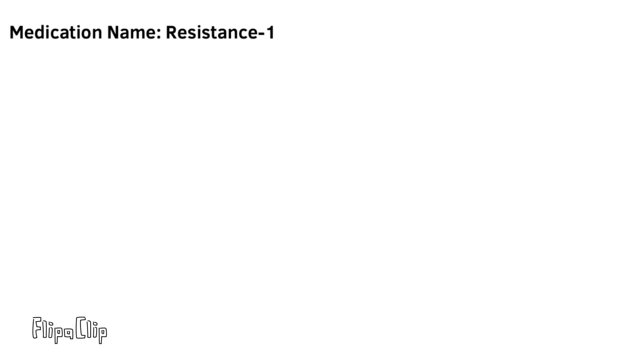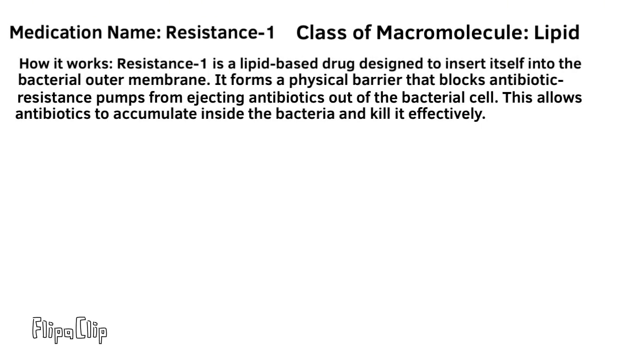Medical intervention. The medication name is called Resistance 1 and the class of macromolecule is a lipid. How it works. Resistance 1 is a lipid-based drug designed to insert itself into the bacterial outer membrane. It forms a physical barrier that blocks antibiotic resistance pumps from ejecting antibiotics out of the bacterial cell. This allows antibiotics to accumulate inside the bacteria and kill it effectively.